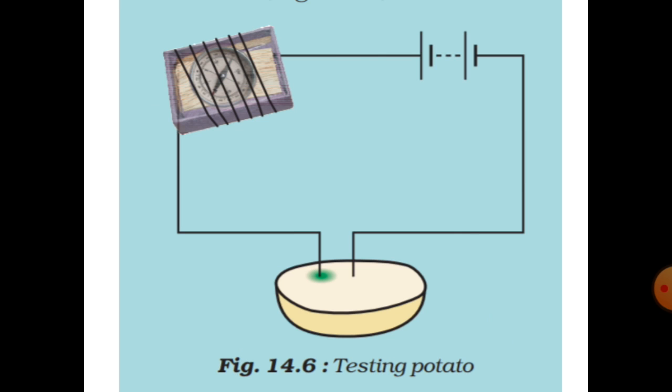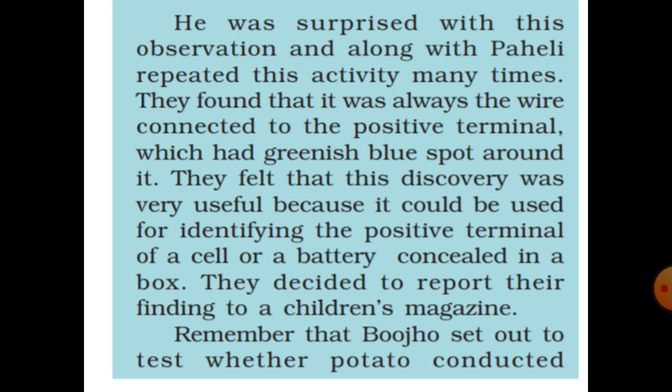ये इस तरीके से आपको पहले दिया. अब ये क्या किया? पोटैटो के अंदर डाला है. ठीक है, टेस्टिंग पॉट. He was surprised with this observation and along with Paheli repeated this activity many times. They found that it was always the wire connected to the positive terminal which had greenish blue spot around it. They felt that this discovery was very useful because it could be used for identifying the positive terminal of a cell or a battery concealed in the box.